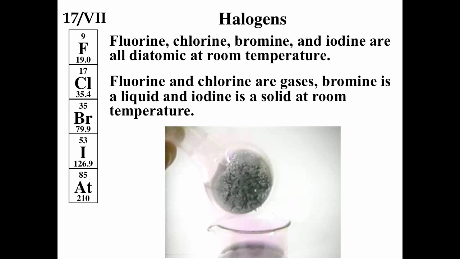And so the halogens all tend to form -1 ions. They all are diatomic. Fluorine and chlorine are gases, bromine's a liquid at room temperature, and iodine's a solid.